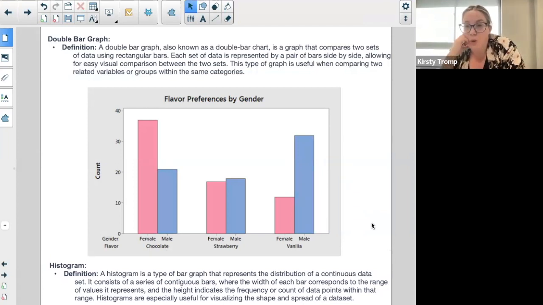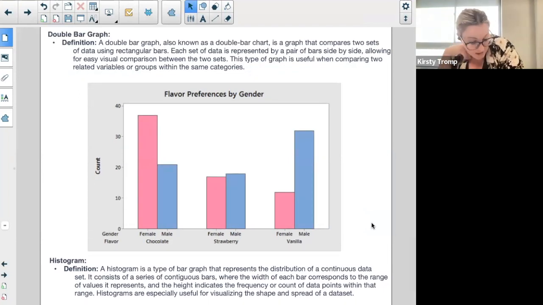Okay. While you're taking that one down, at the bottom there, we talk about a histogram lastly. So a histogram is a type of bar graph. Okay, so it's still got bars in it. All right. But it represents the distribution of continuous data. Now, guys, what continuous data means is that it can be measured using decimals and fractions. So we had discrete data that was whole numbers only.